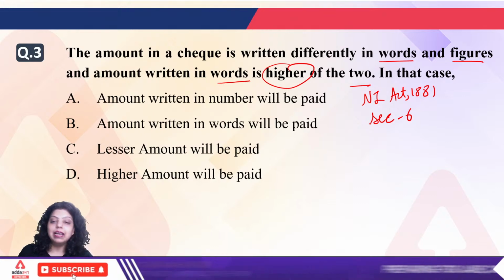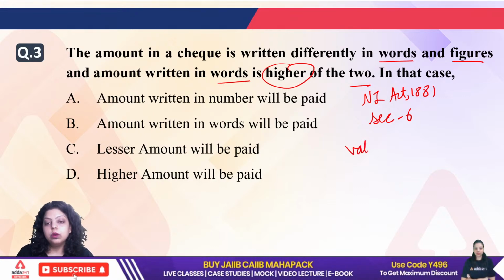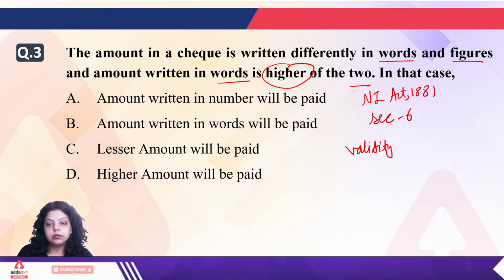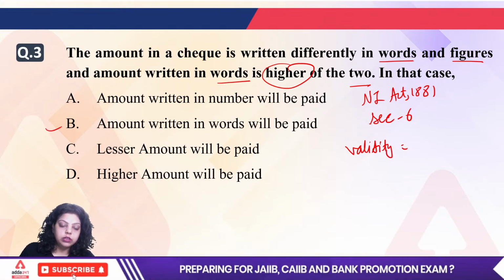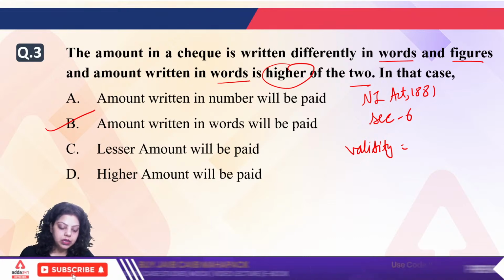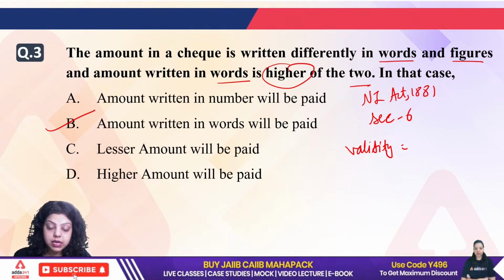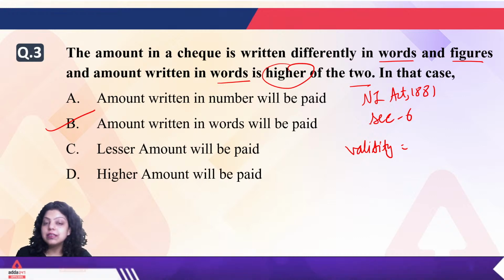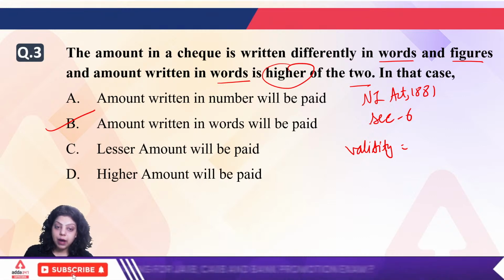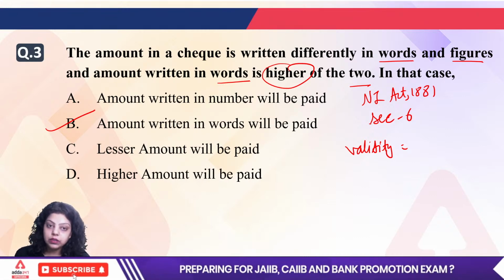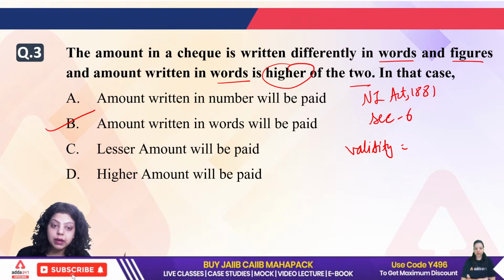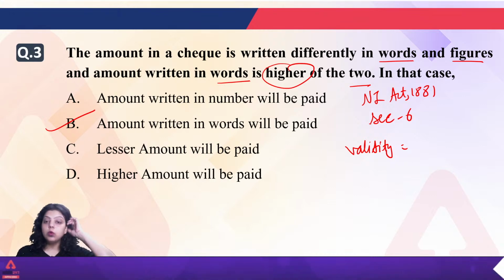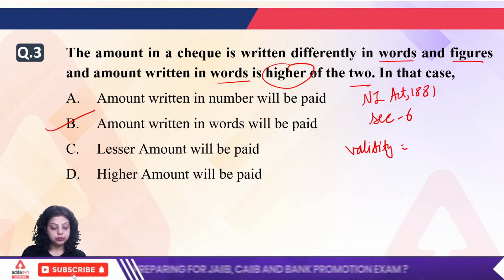And what is the validity of a check? Everyone is saying B. Very good. So the amount written in words will be paid, and the right option for the third question is B. Whenever the amount is different in words and in figures, the amount written in words will be paid by the bank. Now let me know what is the validity of a check.